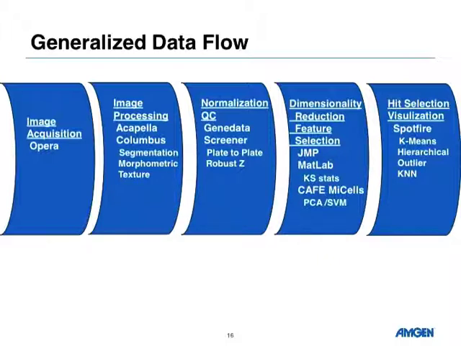So this would be the process of segmentation, looking at things like different morphometric measurements, looking at texture. The next step is doing some type of normalization and quality control. We've been using a tool called Genedata Screener for this, looking at plate-to-plate variability, and being able to normalize all of your values in your plate, using things like robust Z to do that. The next part is dimensionality reduction, figuring out which features to follow as you start to get more and more features. We've been using different packages like JMP or MATLAB, as well as a program called CellProfiler, which I'll talk a little bit more about later.